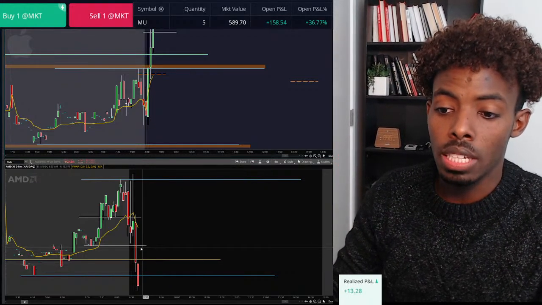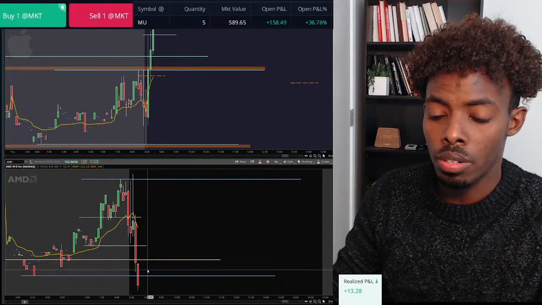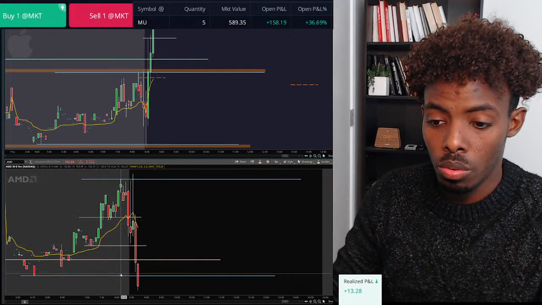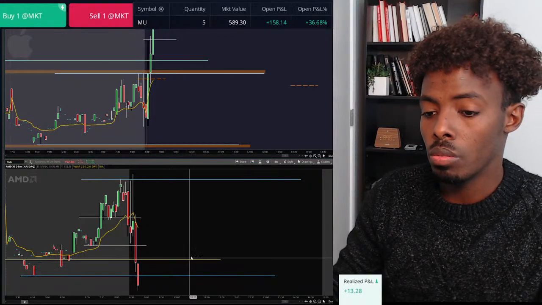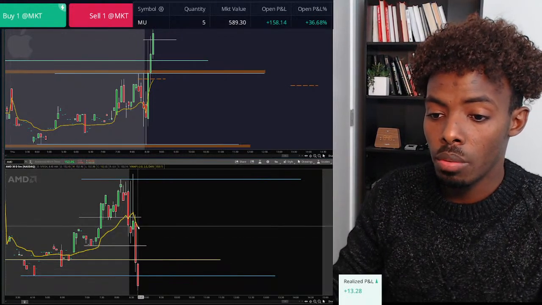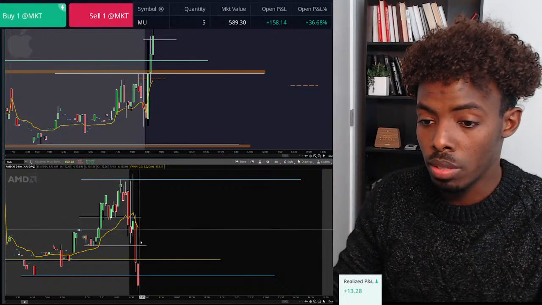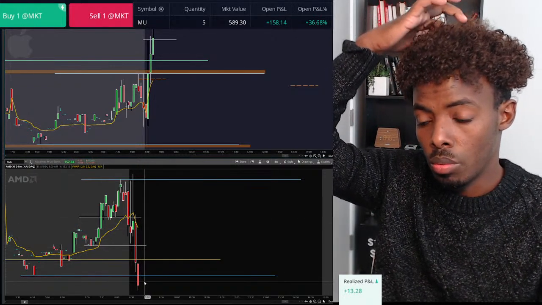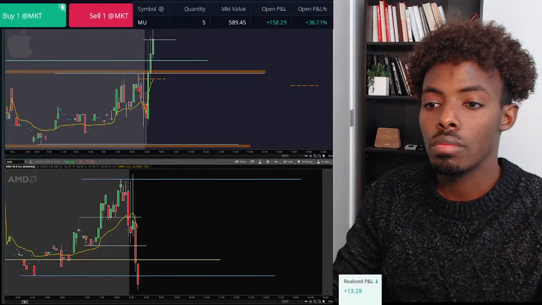For right now, AMD is breaking structure. AMD is breaking structure. It's now going outside of the zone. You know what I'm saying? This is right here, this is the zone, and now it's going outside of it. So we're going to see what happens here. I look forward to waiting for the VWAP retest here for AMD. So we'll see what happens here. We will see.